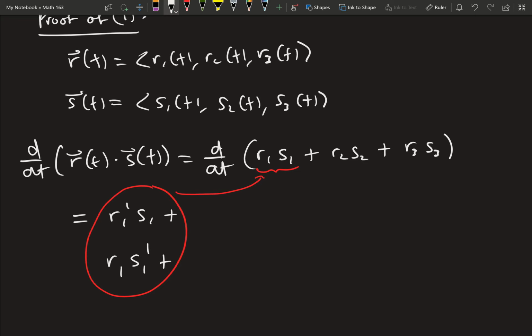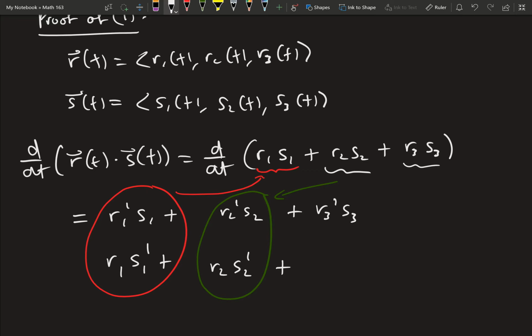So for the second one, I get r2 prime s2 plus r2 s2 prime. So this second set of terms corresponds to the second term. And then plus the derivative of the third term, we get r3 prime s3 plus r3 s3 prime. So why did I collect terms like this? Well, let's look at these three terms together.